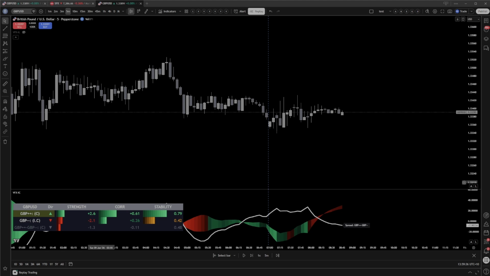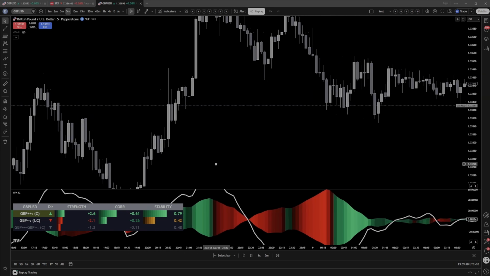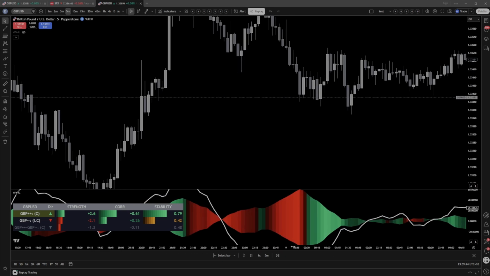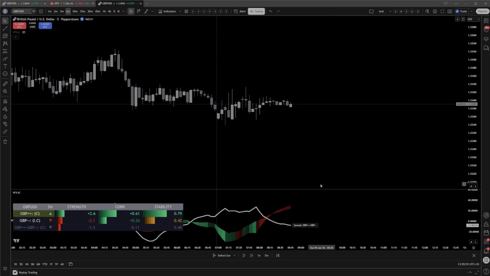Now, scrolling back, you can see that when we see big divergences, nice and symmetrical, increasing in strength, here's another one here. That's when we see good opportunities. But we'll step through it bar by bar, and we'll see.